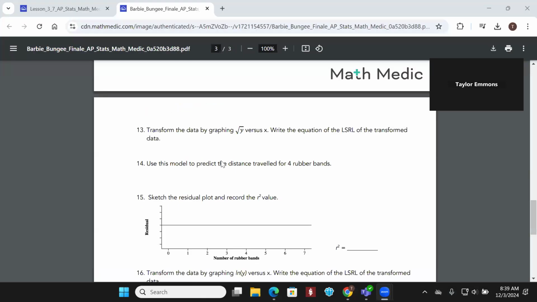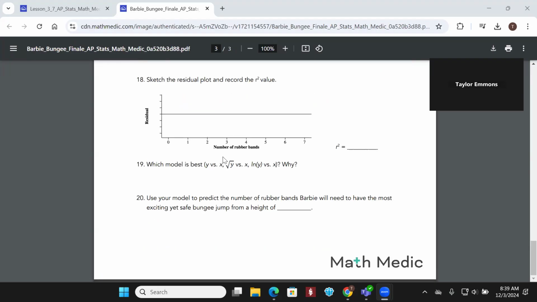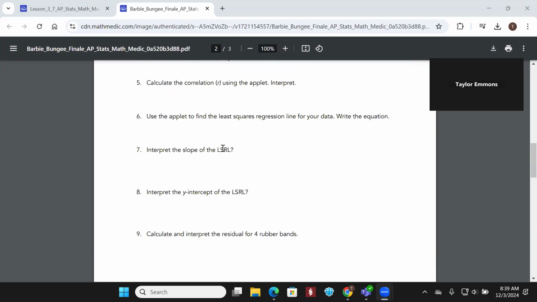That is true. Okay, so what you are working on is you are finishing up 10 through 20 on your own.